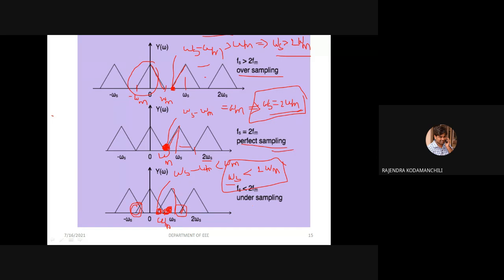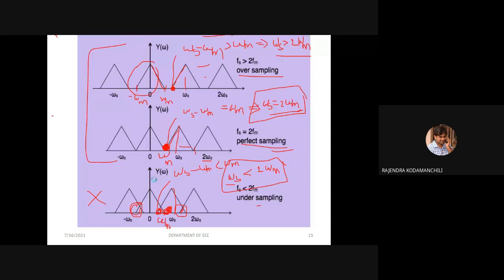But under undersampling, the signals are overlapped, meaning it loses some amount of information. So the sampling theorem is only verified during these two cases only. It is not verified for this condition.